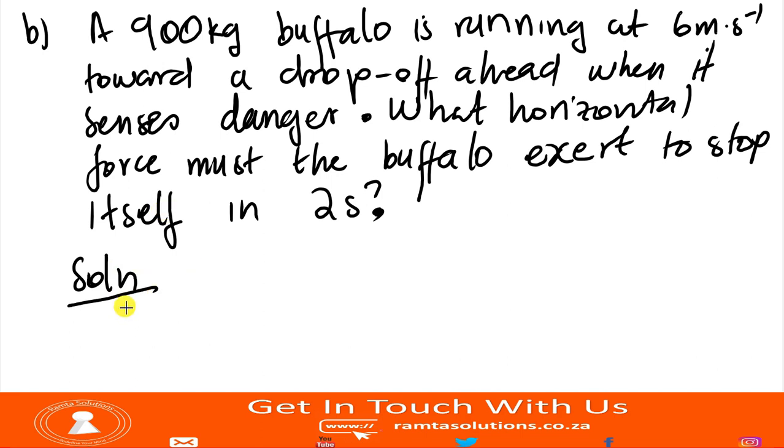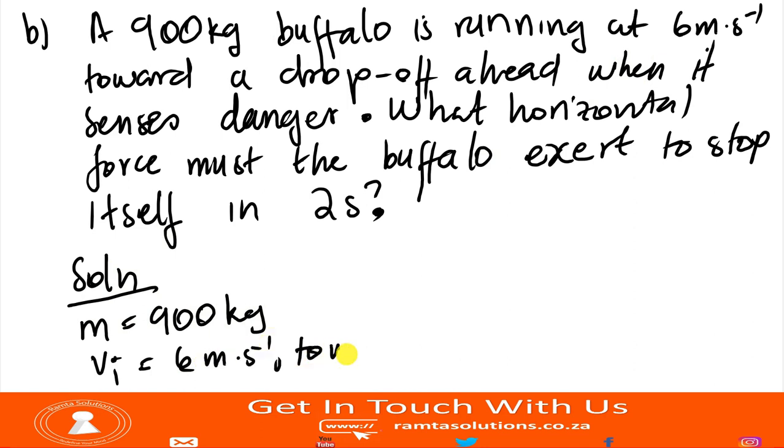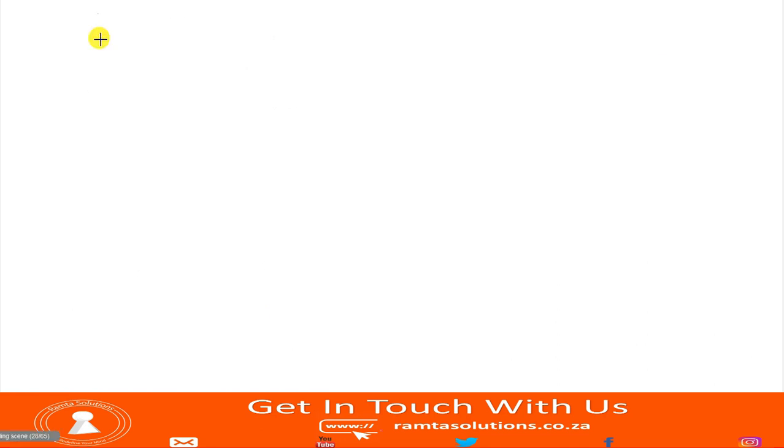we will say the mass of the buffalo is 900 kilograms, running at 6 meters per second toward a drop off ahead when it sees danger. So initial velocity is 6 meters per second. Now, what horizontal force must the buffalo exert to stop itself? We see the word stop, so this means final velocity is 0, to stop itself in 2 seconds.